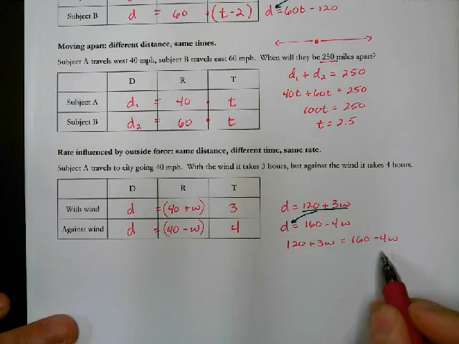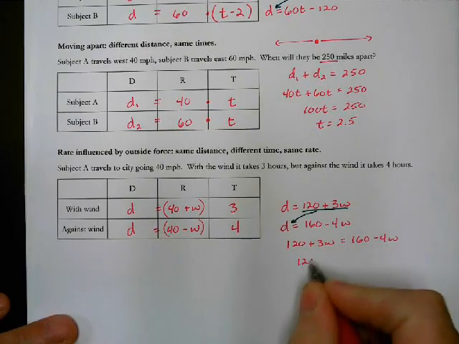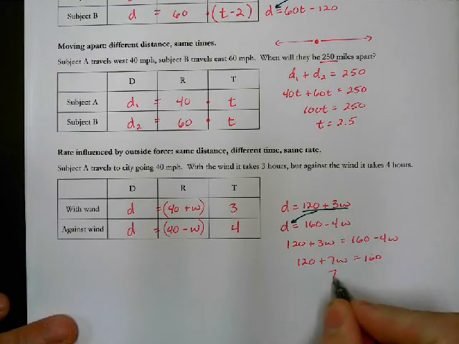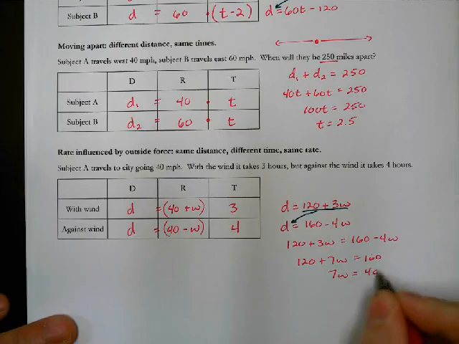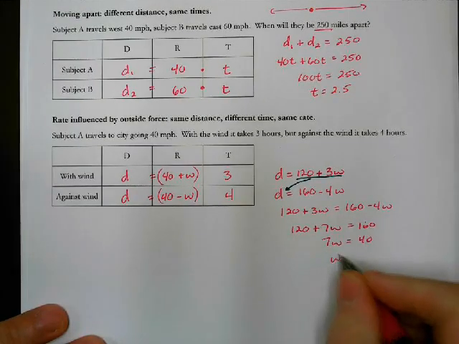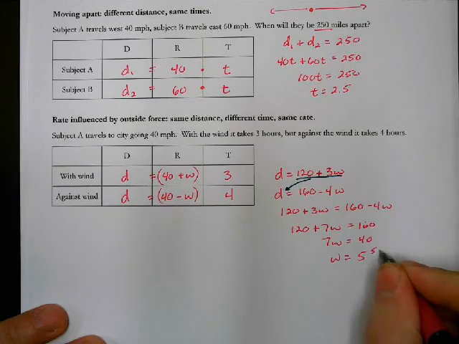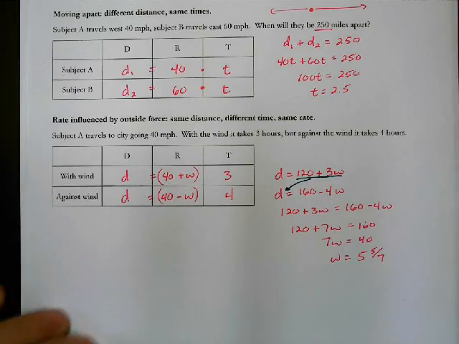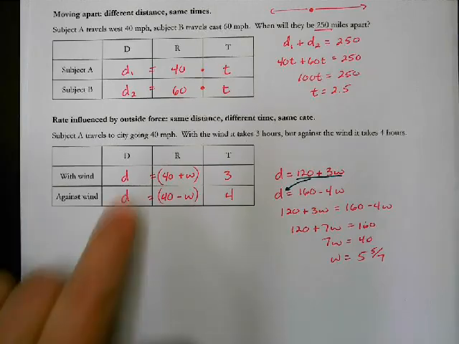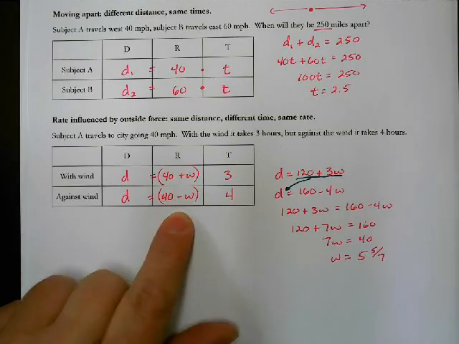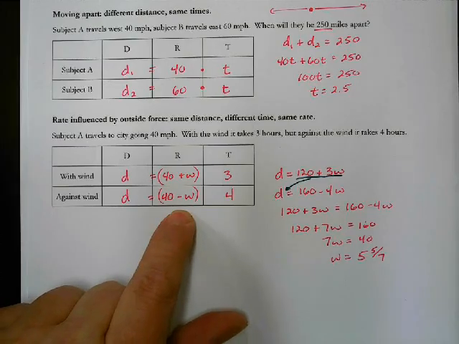I would add 4W to both sides. I'd subtract 120 from both sides. And then I'd divide by 7. So 7 goes in there 5 times with 5 left over. So 5 and 5/7 is the effect that the wind is having on their speed. So it is increasing their speed by 5 and 5/7 here. So they're actually going 45 and 5/7 miles per hour. And then here they're going 44 and 2/7 miles per hour.